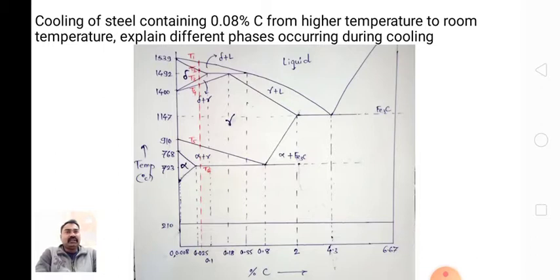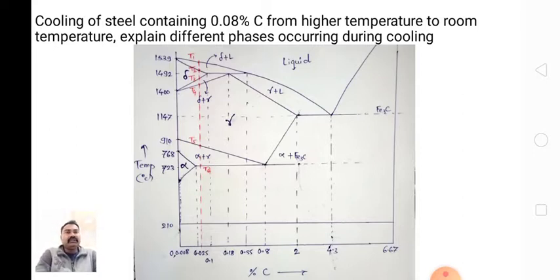What will we have to explain? We will have to explain the cooling of steel containing 0.08% carbon from higher temperature to room temperature, which means we will have to select such a steel on the iron-carbon equilibrium diagram containing 0.08% carbon. And while cooling that steel from higher temperature, that is 1539 degrees Celsius, to room temperature, we will have to study what different intermediate phases occur.